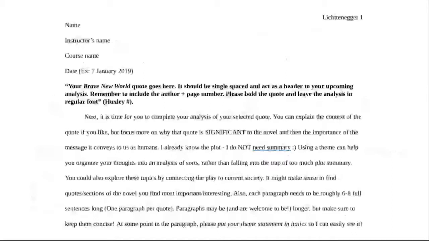So each paragraph should be roughly 6 to 8 full sentences, one paragraph per quote. They can be longer. They may be longer. That's totally up to you. But just make sure that you're being concise. And at some point in your paragraph, put your theme statement in italics so that I can see it.